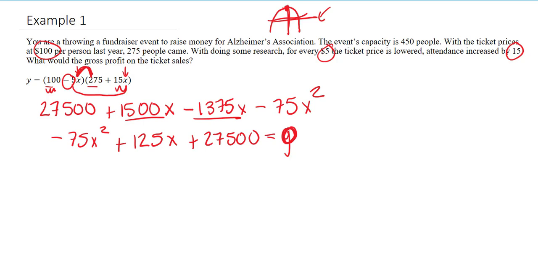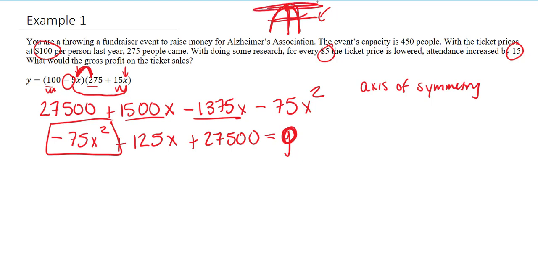So let's go ahead and find our axis of symmetry. And the reason why this is going to go down is because of this. This is really important. We have a negative x squared. So that makes this graph go down, which is negative. So therefore, we're going to have a certain maximum spot that we want to achieve here for gross profit.